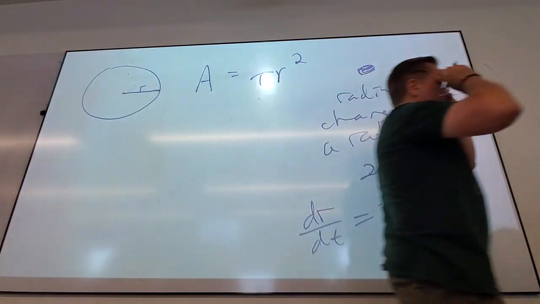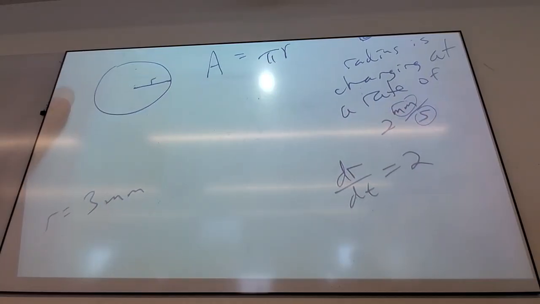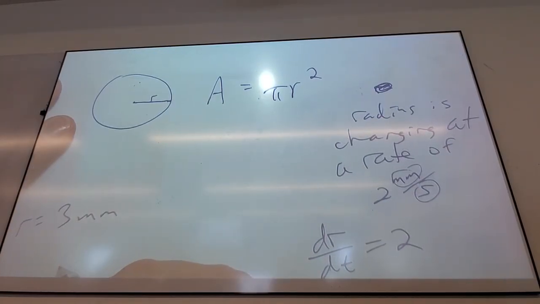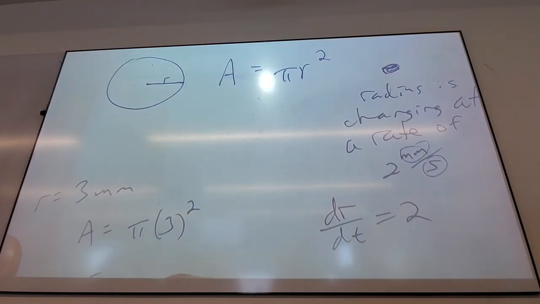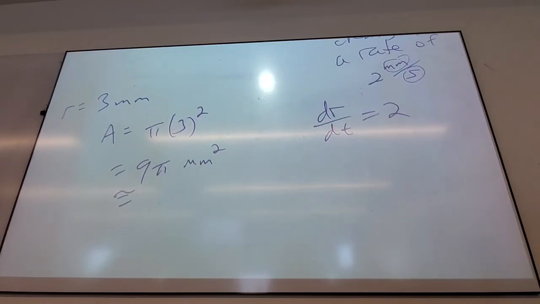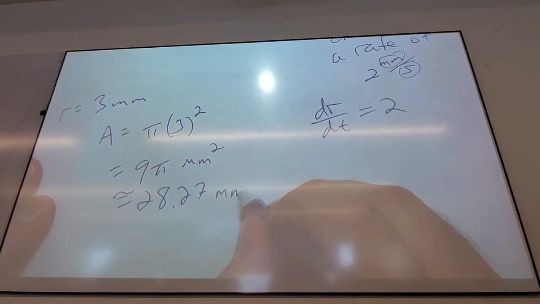Okay, so watch this. What if the radius is 3 millimeters? What's the area of that rippling circle? It'll be pi times 3 squared, so 9 pi millimeters squared, which is roughly what? Somebody have a calculator? It's roughly 28.274. I'm sorry, I was way off.